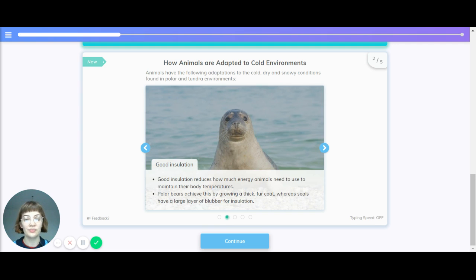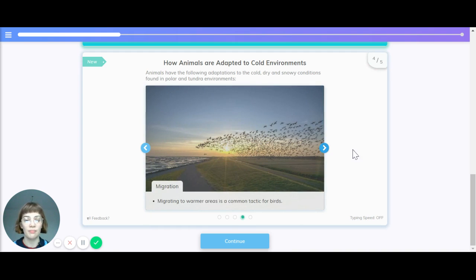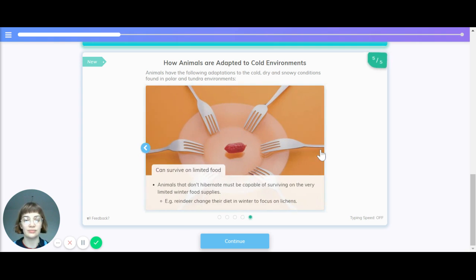Good insulation. Good insulation reduces how much energy animals need to use to maintain their body temperatures. Polar bears achieve this by growing a thick fur coat, whereas seals have a large layer of blubber for insulation. White coats in winter. Having a white coat in winter is good for camouflage in the snowy conditions. For example, Arctic hares use this strategy. Migration. Migrating to warmer areas is a common tactic for birds.